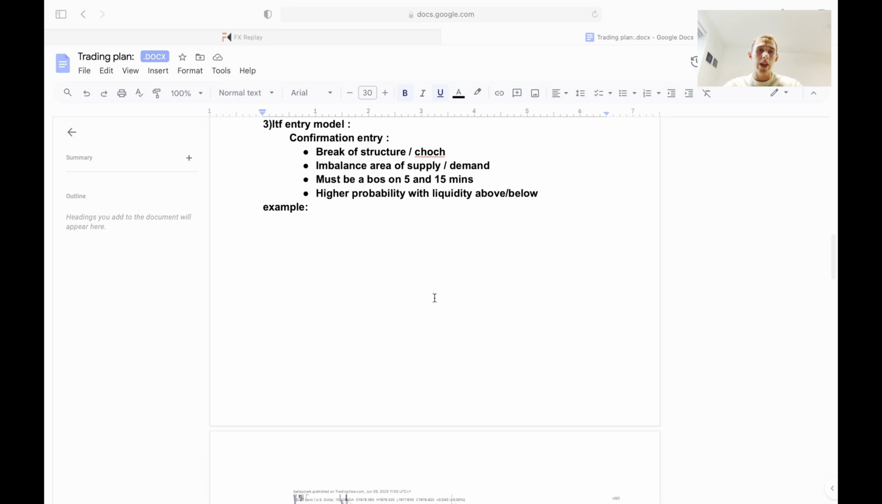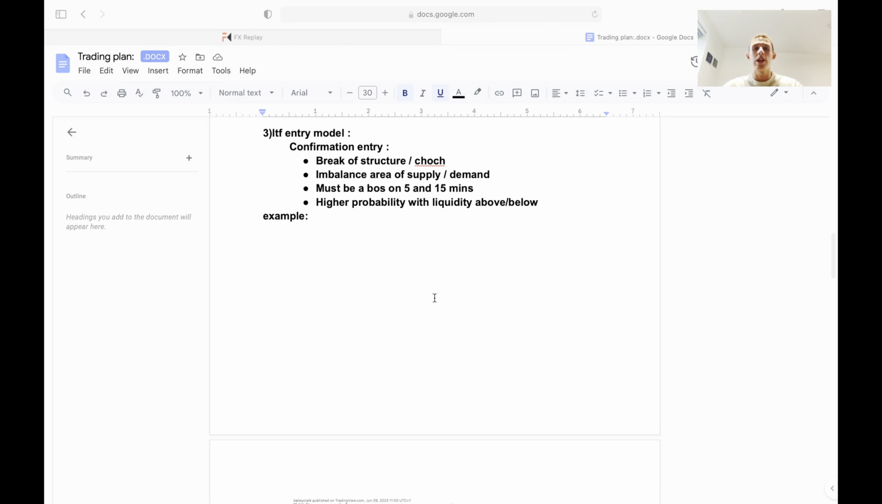There's an example. And for the actual confirmation, so the lower time frame entry model, what we're going to be testing is, as simply put as possible, a breaker structure on the 15 or the 5 minute, preferably the 15, but also the 5 minute if the point of interest is on a lower time frame. Once we see that breaker structure or the change of character, whatever you want to call it, we want to identify an imbalanced level of supply and demand to set our limit on. And for higher probability setups, we also need to see some liquidity being engineered above or below that level.